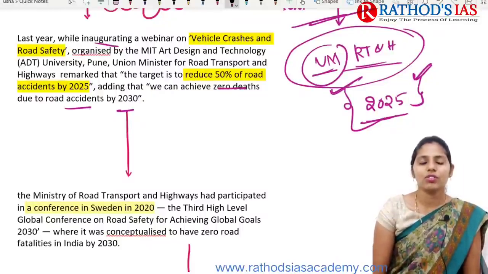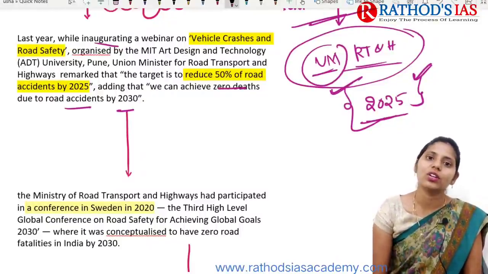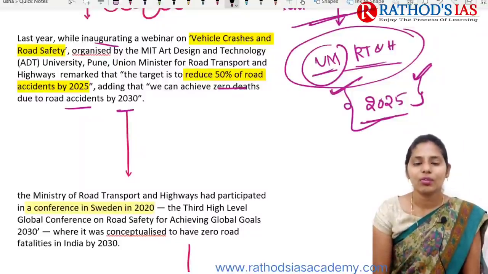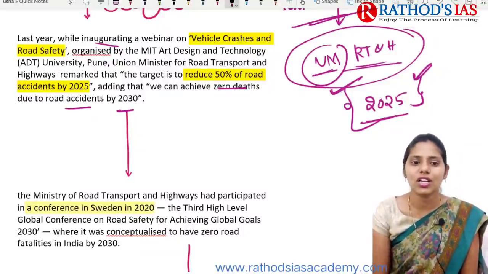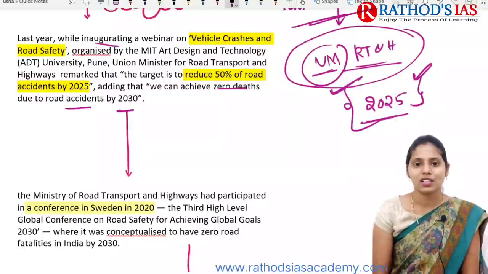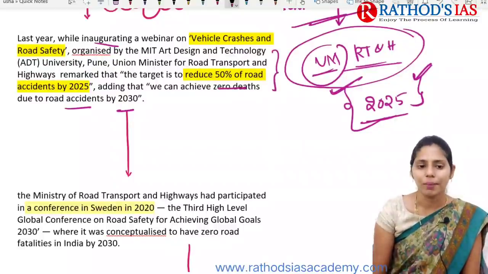Okay, so when we are focusing on road accidents and trying to reduce them by 50% by 2025, we can achieve zero deaths due to road accidents by 2030. So this is a target of our government.